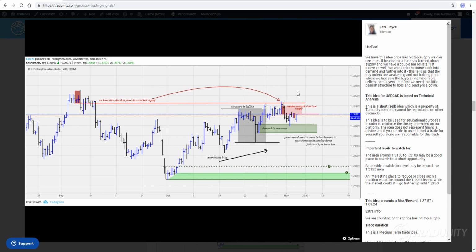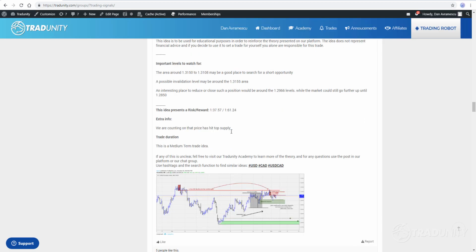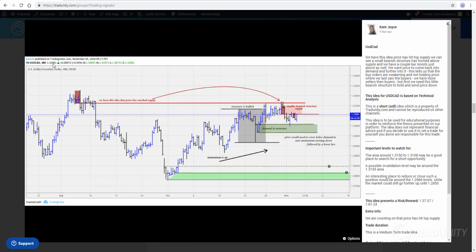Now let's see how this idea played out and why I think you should also put your own interpretation into it. First of all, sorry, let's see one more time the image. You have to see what time frame she used. She used 480 minutes, which is 8 hours.